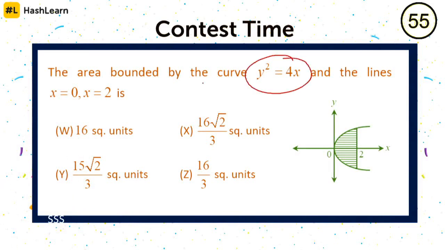y square is equal to 4x, which is a parabola opening to the right side, between x is equal to 0 and x is equal to 2 line. So x is equal to 0 is nothing but the y axis, and this is the line already given, x is equal to 2. Come on, you need to find that area.